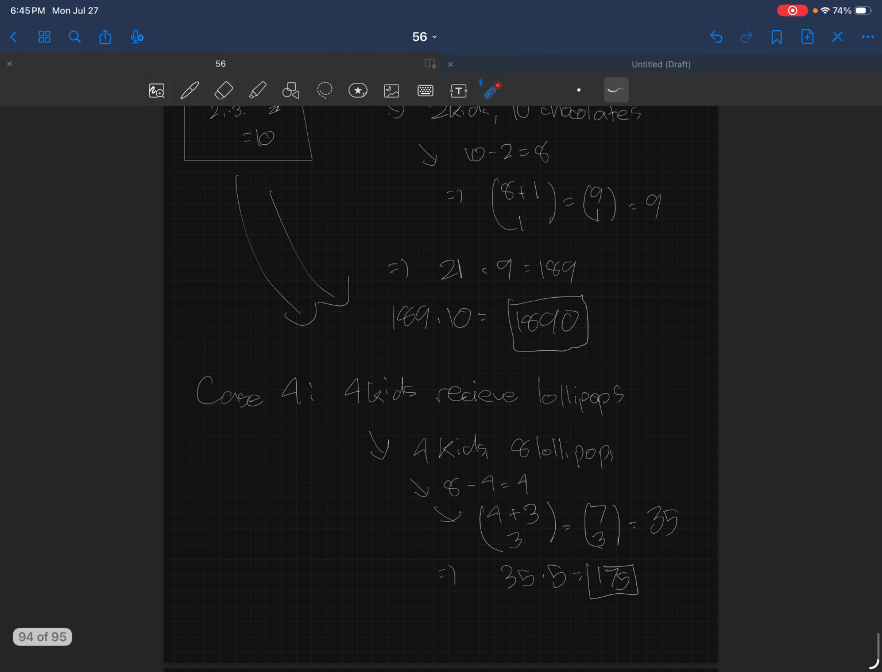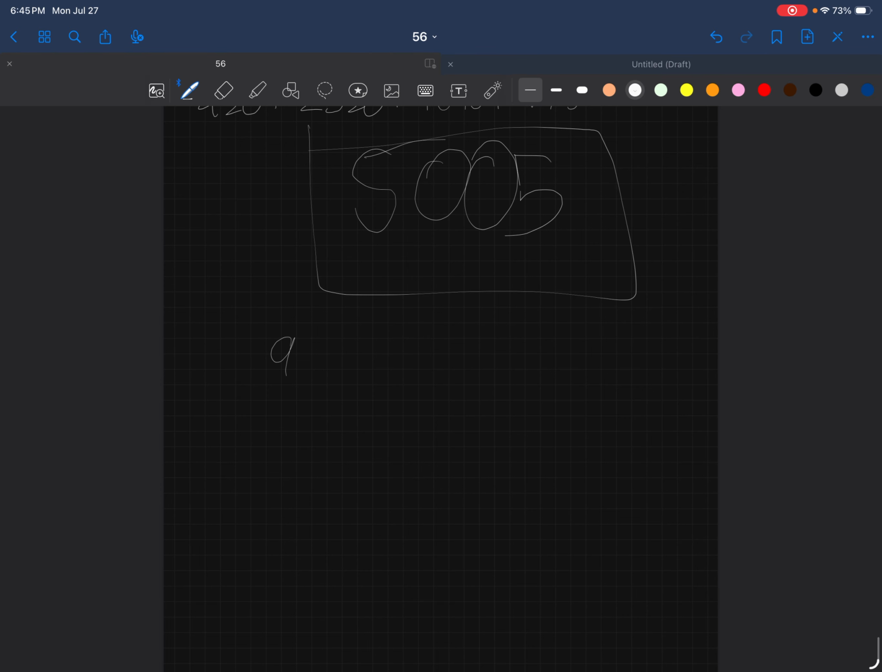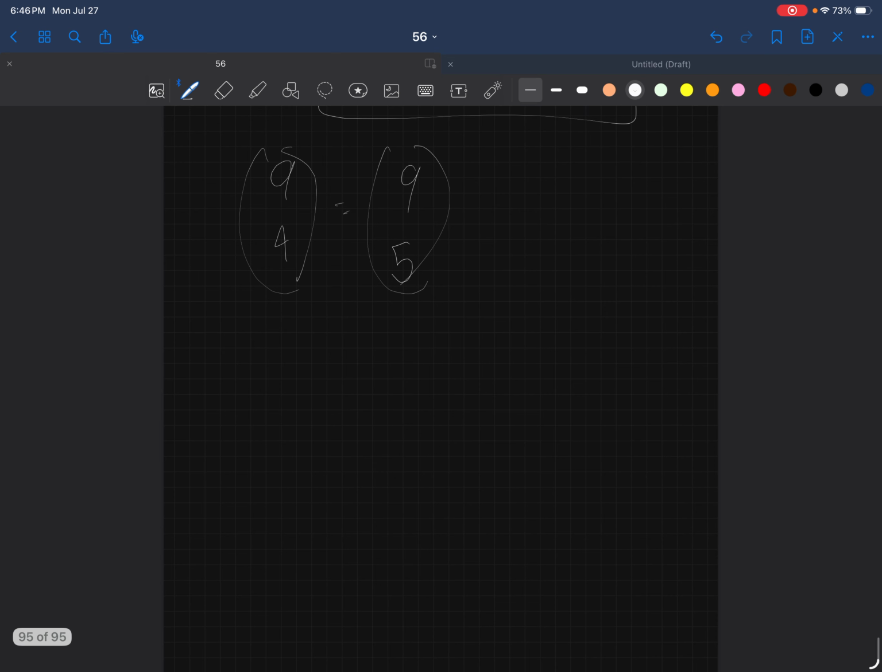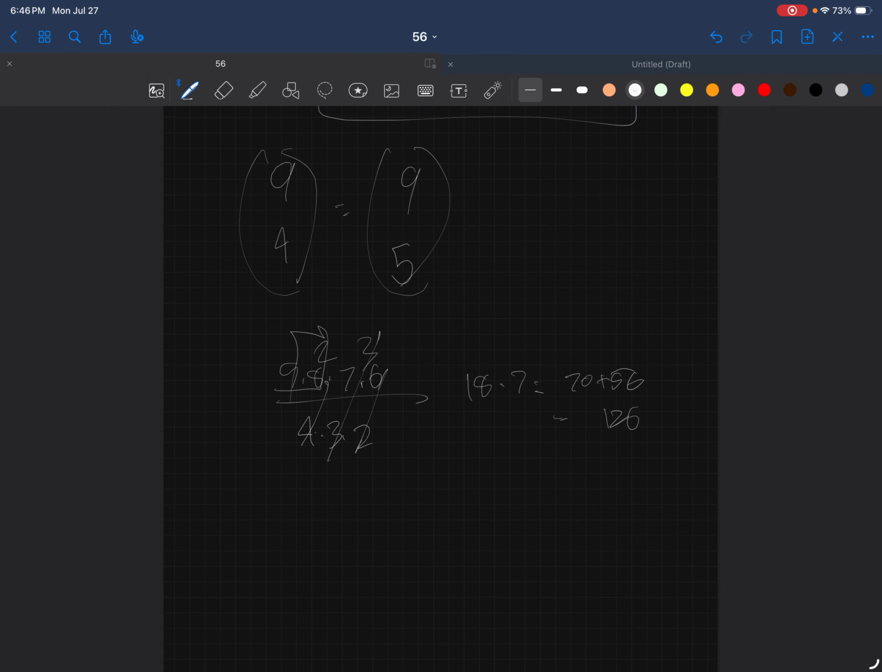Instead of the normal way we calculate chooses, like let's say we have 9 choose 4. We know that is equal to 9 choose 5. We would calculate 9 choose 4 as 9 times 8 times 7 times 6 over 4 factorial. That would give us 4 times 3 times 2. 3 times 2 is 6, 18 times 7 gives us 70 plus 56 equals 126.